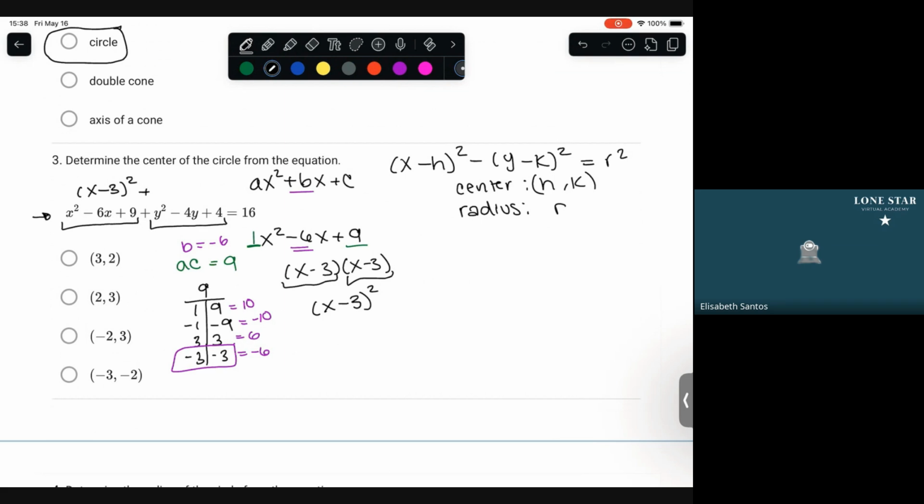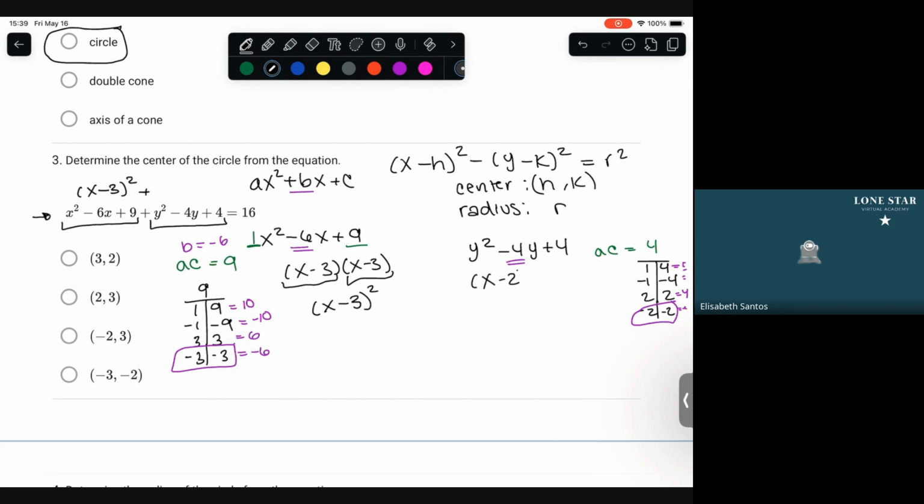And then let's do the y. Y squared minus 4y plus 4. We're going to do the same thing. A times C is 4. What are some factors of 4? 1 times 4, negative 1 times negative 4, 2 times 2, negative 2 times negative 2. And then which one equals B, which is negative 4? This is 5, this is negative 5, this is positive 4, and this one's negative 4, so it's going to be this one.